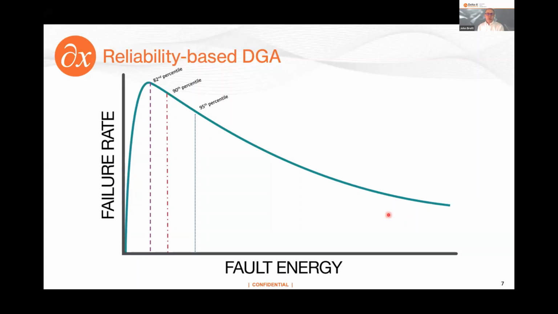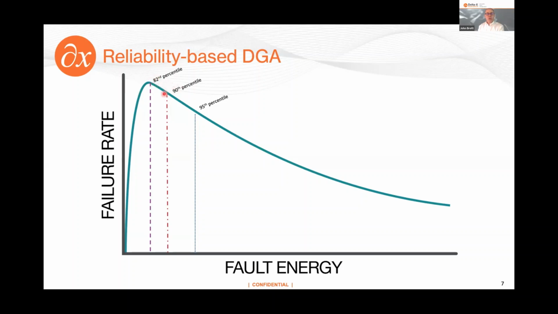Because if you recall the standards, they generally suggest as a starting point that you raise the first alarm, you raise the yellow flag when you hit the 90th percentile, i.e. the worst 10% of transformers that gas. And the red flag goes up at the 95th percentile. Well, if you notice, they occur to the right of the peak.